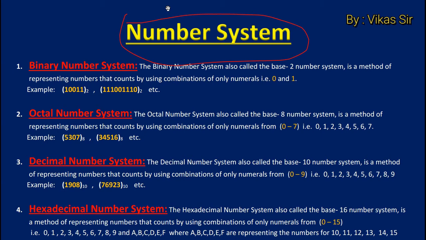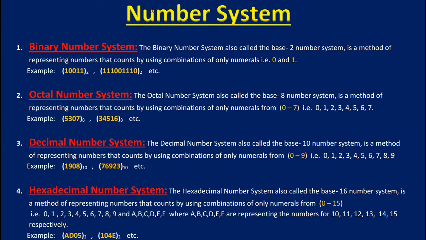There are mainly four types of number systems which are used in computer science. First is the binary number system, second is the octal number system, third is the decimal number system, and fourth is the hexadecimal number system. So let's discuss all these different types of number systems one by one. First, what is the binary number system?